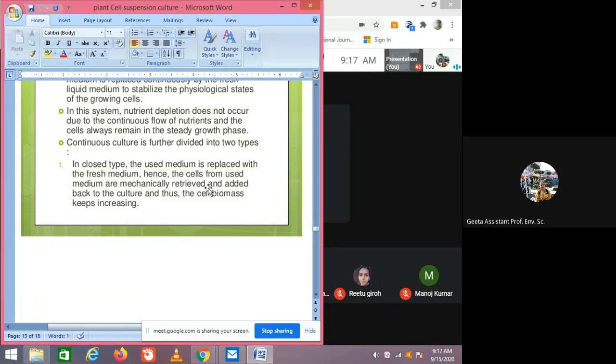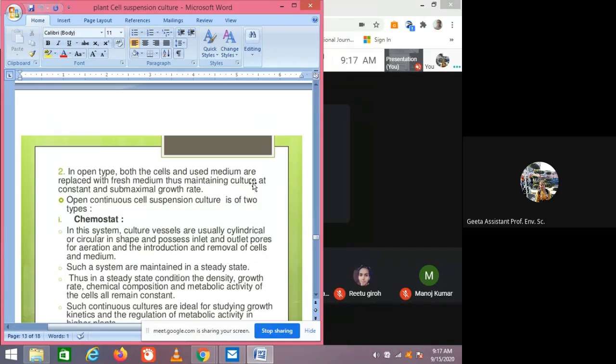It means in the closed type continuous culture है, but it is a closed type. It means you are taking the media. When you are taking the used media, along with the media, the cells which you are culturing also come out. You can add those cells extracted from the culture back into the media along with the fresh media. You are continuously increasing the biomass of the cells. Means the biomass of the cells keeps on increasing.